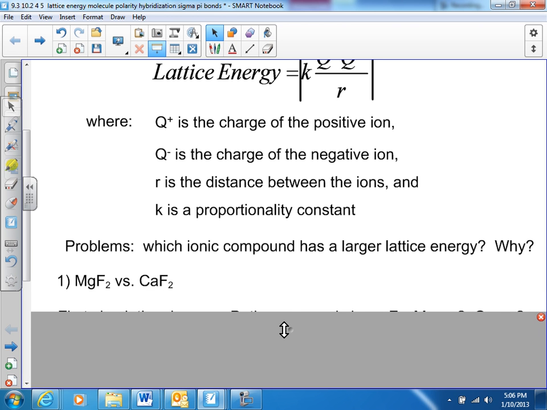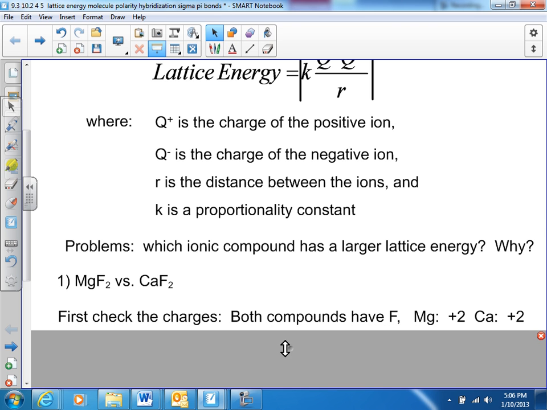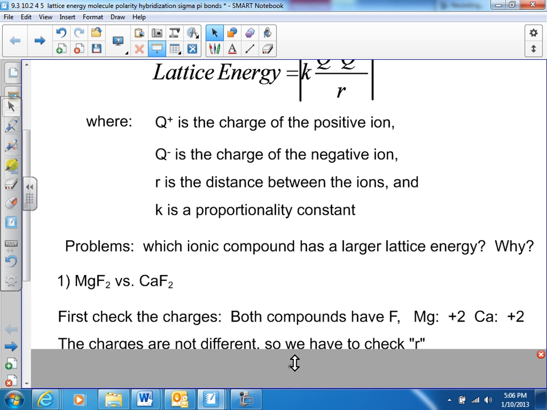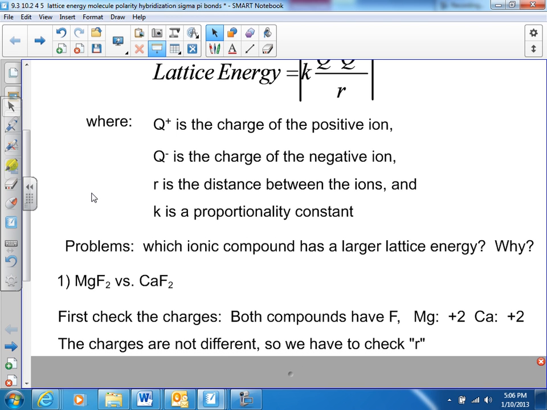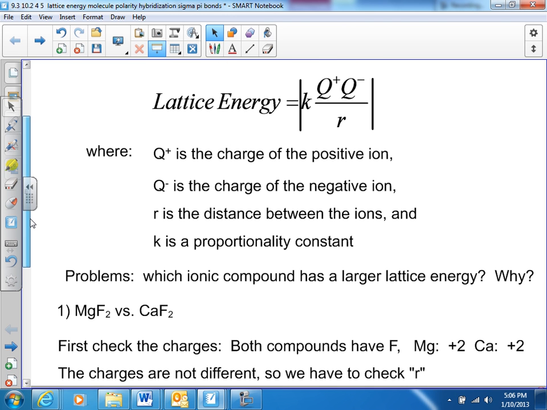Well, the first thing you want to check are the charges. Both compounds have fluorine, so we don't need to worry about the fluorine charge. So we check the calcium and the magnesium. Looking at your periodic table, magnesium is in the +2 column, calcium's in the +2 column. This isn't getting us very far, is it? The charges aren't different. The only thing we can look at is either charge, Q plus, Q minus, or R, the radius.